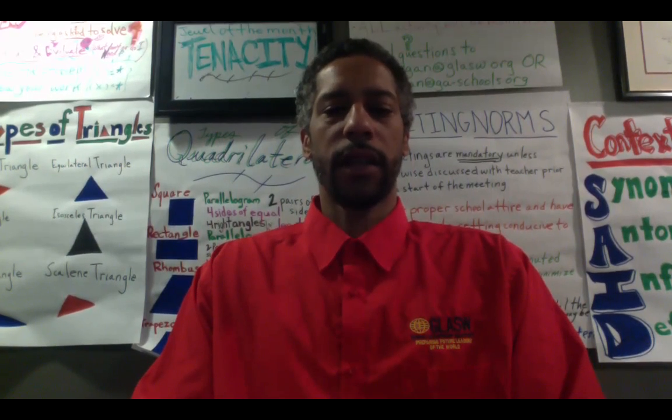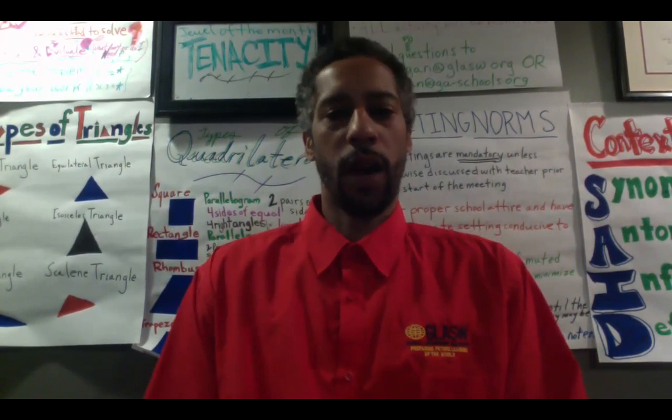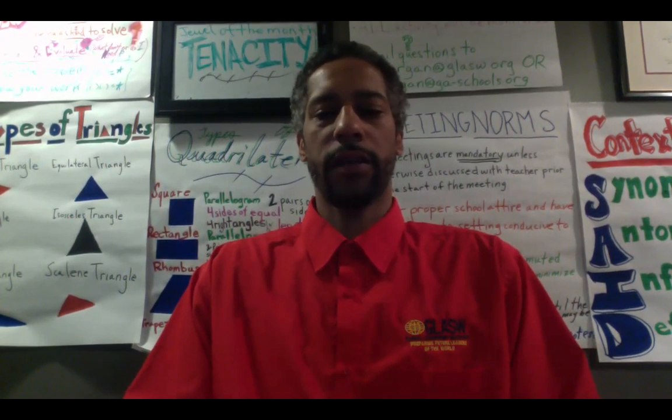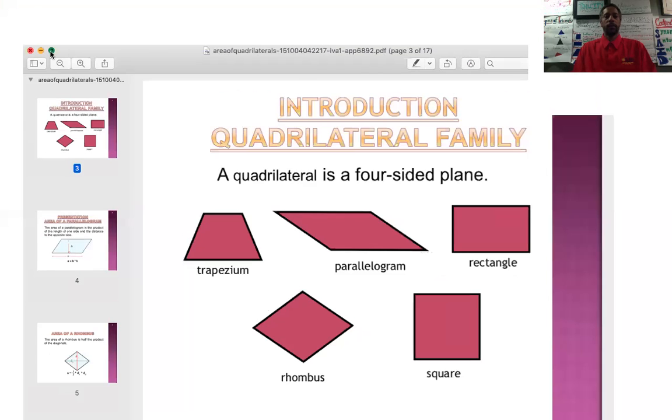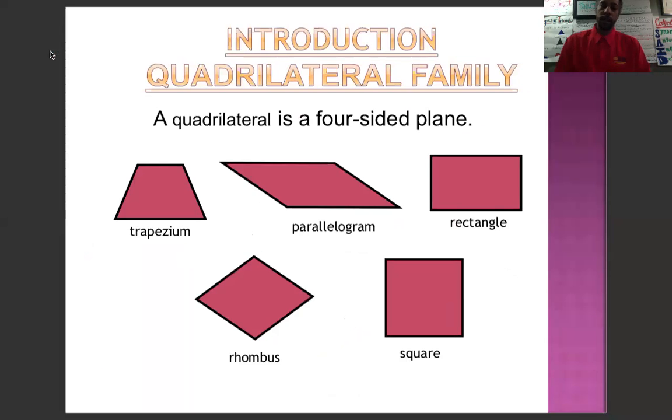Today's objective is going to be learning about quadrilaterals and how to find the area. The quadrilateral family. A quadrilateral is a four-sided plane. Some examples are a trapezium or trapezoid, a parallelogram, a rectangle, a rhombus, and a square.